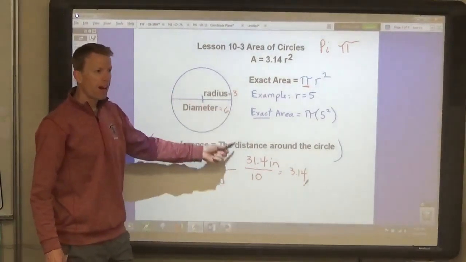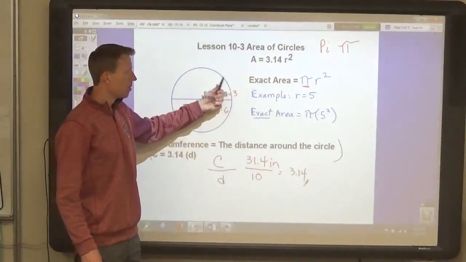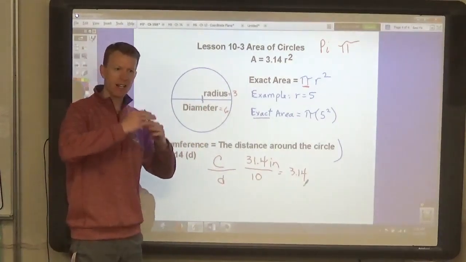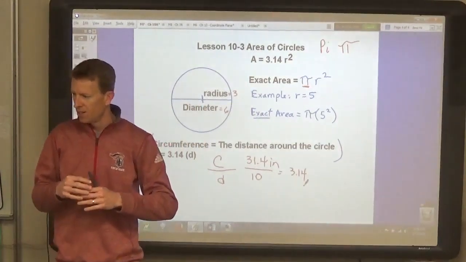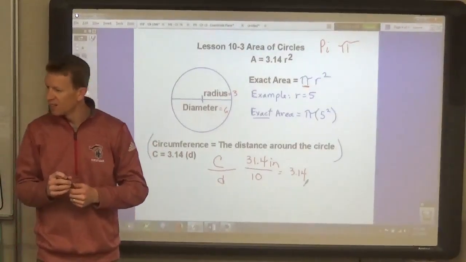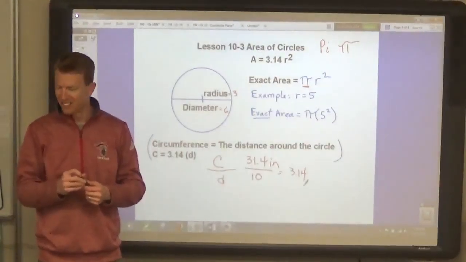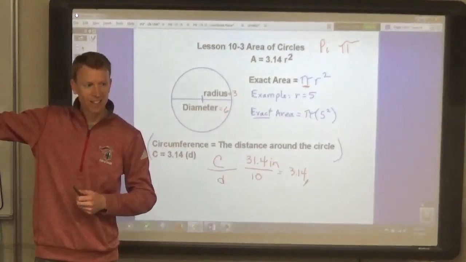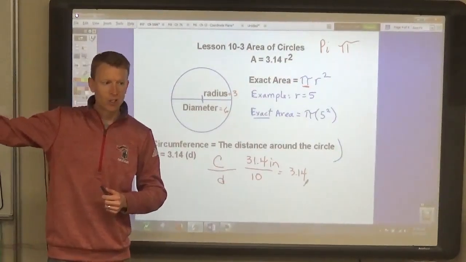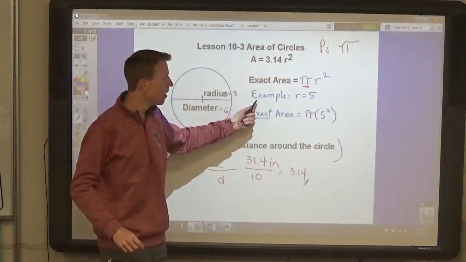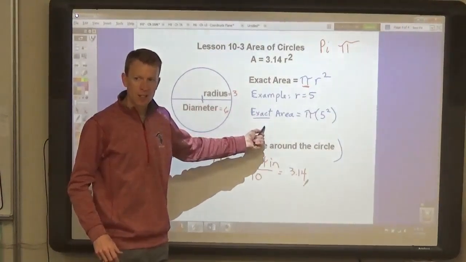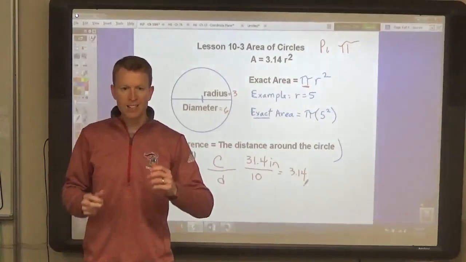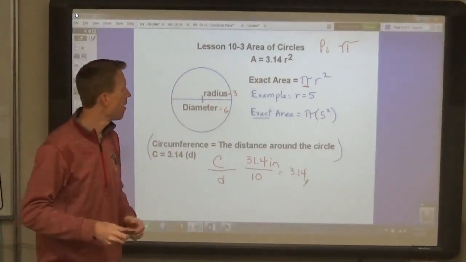So you can't find the exact area of a circle because that ratio is an irrational number. It keeps going on and on and on from there, and it never ends. It's infinite. So you can't find the exact area when you're finding the area of circles. If you're asked, like in your assignment, to write down the exact area of the circle, you have to use this symbol.